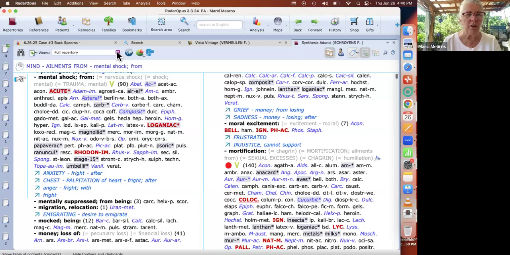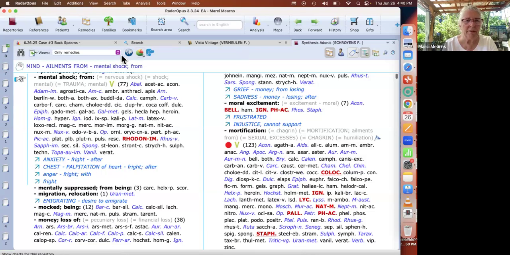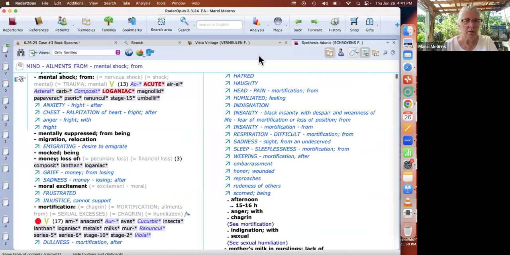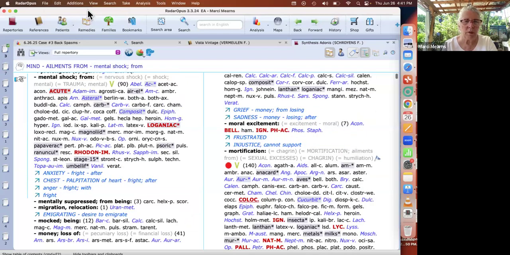If you want to turn that off, right up here where it says full repertory, you can select where it says only remedies, and it'll remove those families for you. I kind of like them, so I leave them in. You can also select only families, if you don't want the remedies, you can just see the families that have an affinity for mental ailments from mental shock. But normally we're always going to keep this set on full repertory. Okay, so there we go.